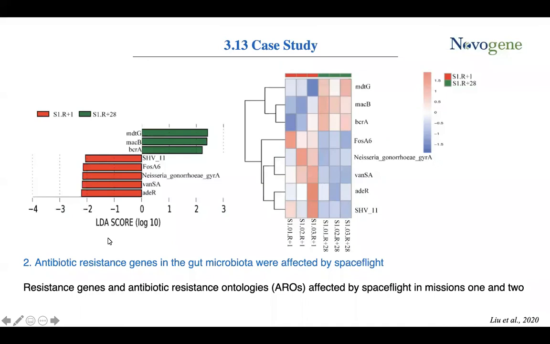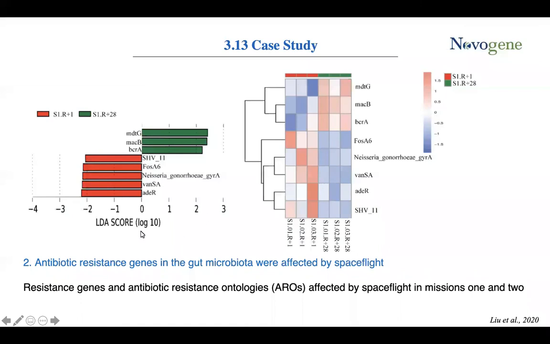And here, the LEfSe analysis was used to obtain the different AROs, and they compared the ARO abundance of R+1 with that of R+28 from mission 1. The LDA score here of the AROs above 2 and the cluster heat map here are shown.